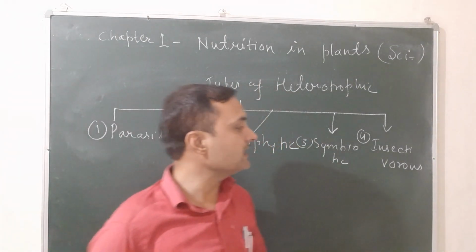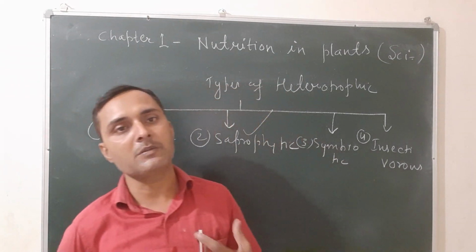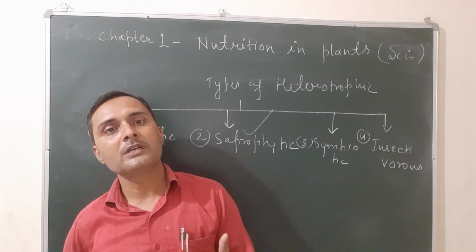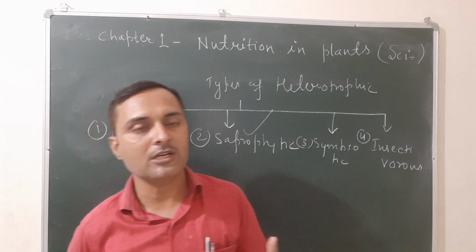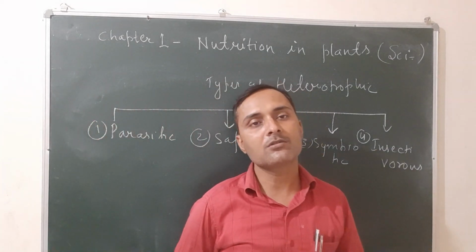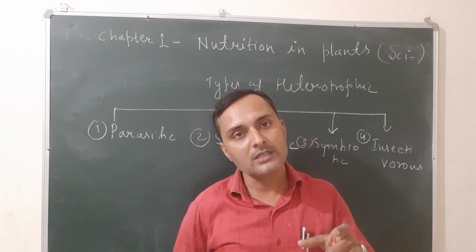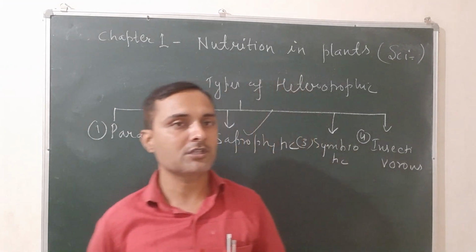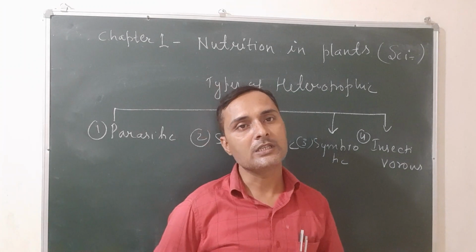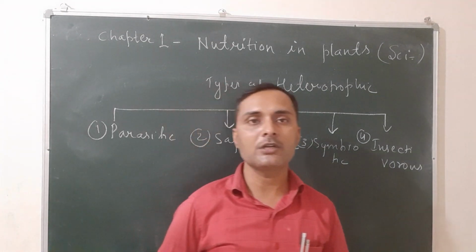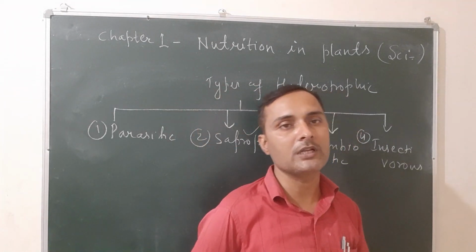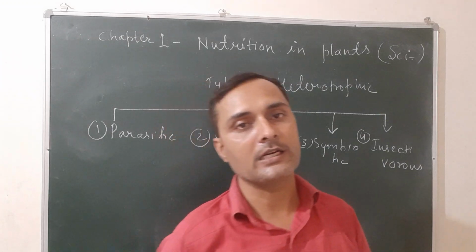Okay. And fourth one, insectivorous. It is found in the non-green plants. In these plants, they obtain some nitrogen containing compounds from the body of insects. So they depend on insects for obtaining energy. Such type of nutrition is known as insectivorous nutrition, found in the non-green plants.